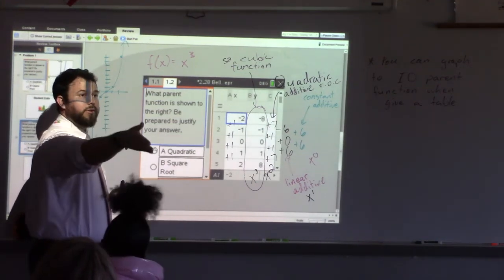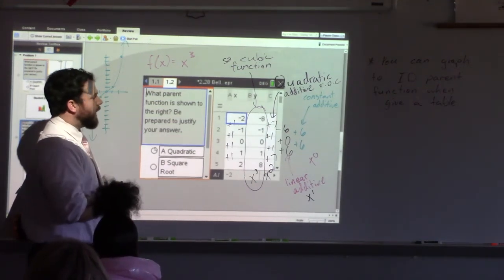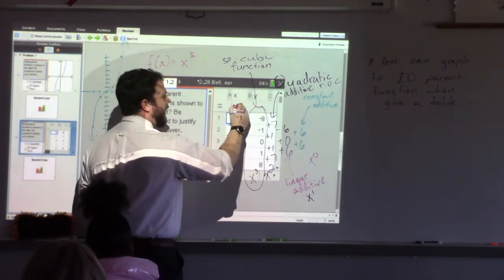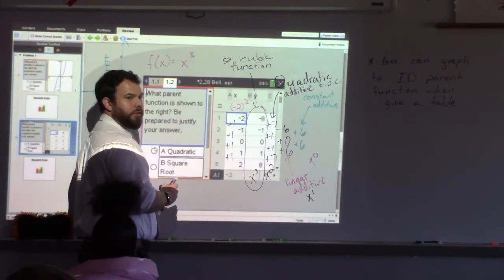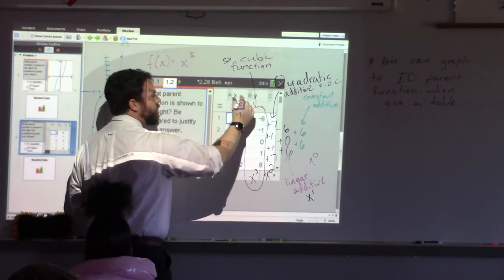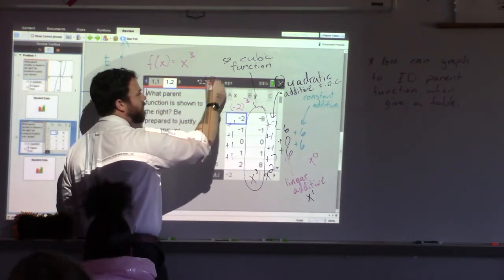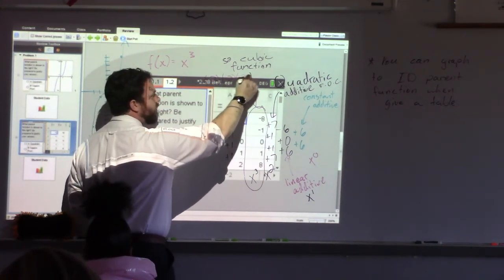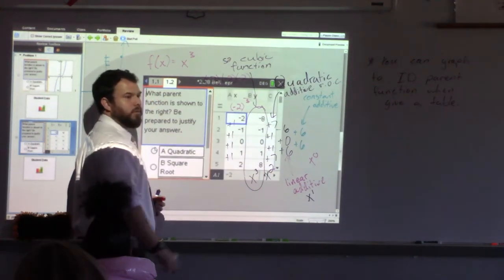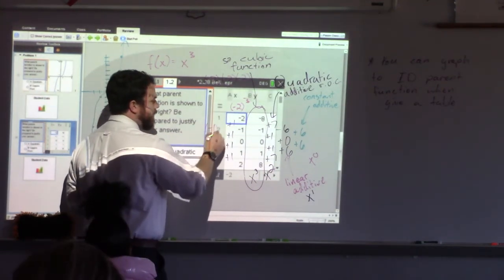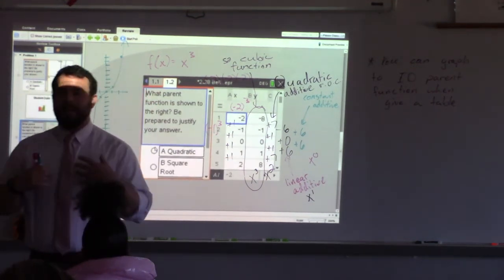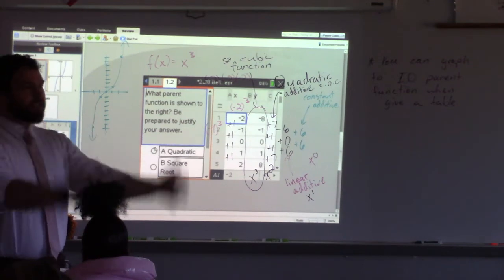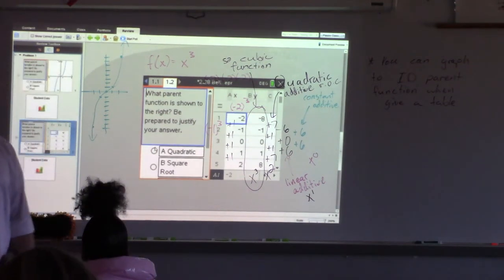Originally, Dawson, I think you said it was quadratic, right? And so if we look at it as x squared, is negative 2 squared negative 8? Is that true? No. So is it quadratic? But if I check cubed, what's negative 2 times negative 2 times negative 2? Negative 8. What's negative 1 cubed? Negative 1. And so I want you to notice, are you just supposed to magically look at the table and know the answer? No.